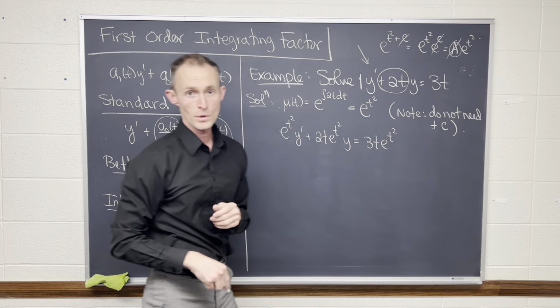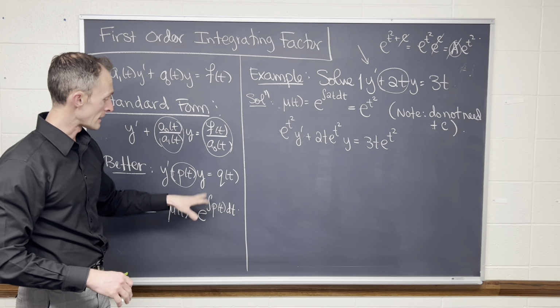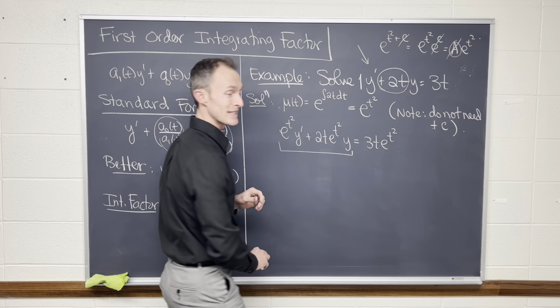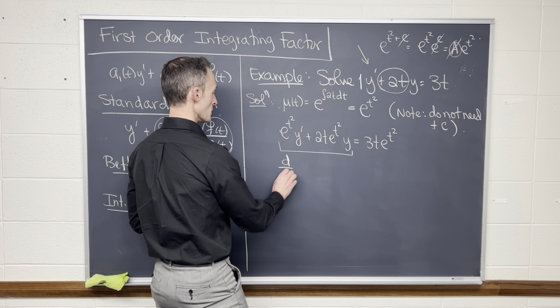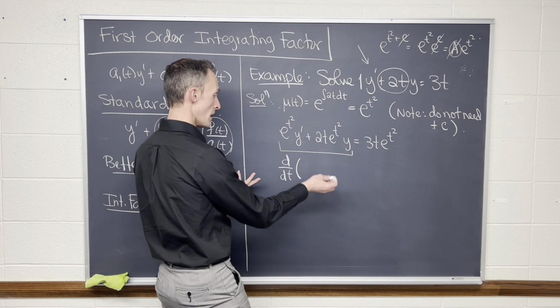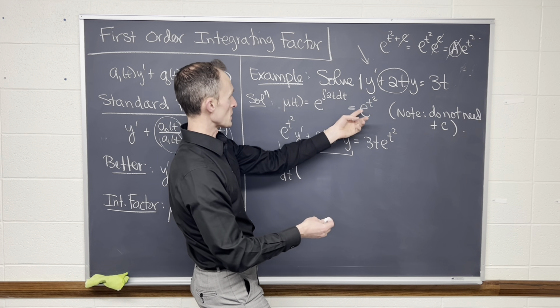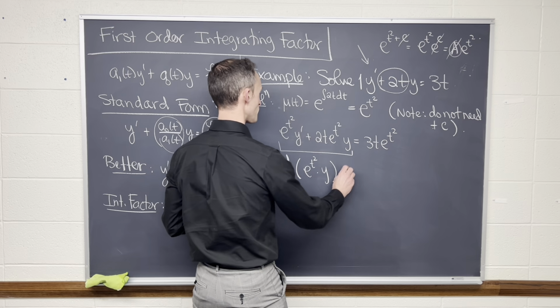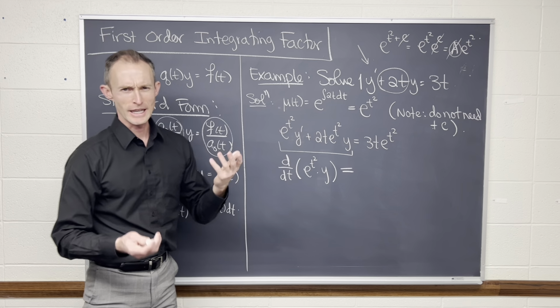Okay? Now the beautiful thing, and the whole reason why this integrating factor looks so goofy as this e to the integral p of t dt, is because that is precisely what will turn the left-hand side equal to the derivative with respect to t of your integrating factor, which is e to the t squared, times y. Okay? And just as a sanity check, let's do that.